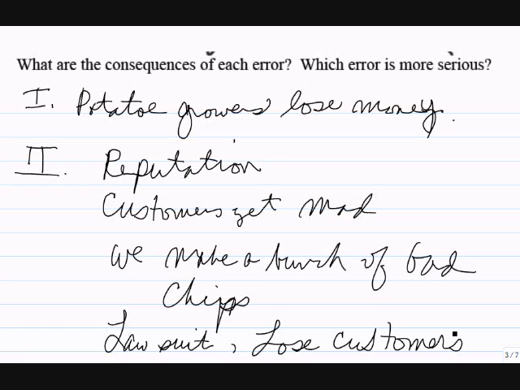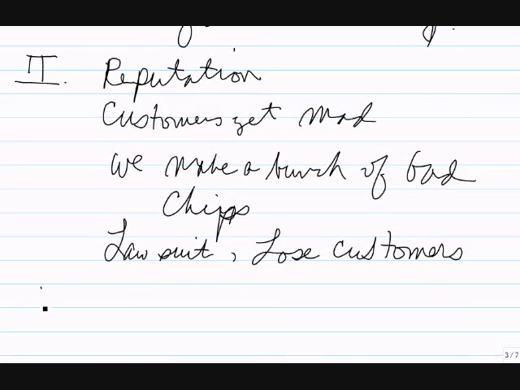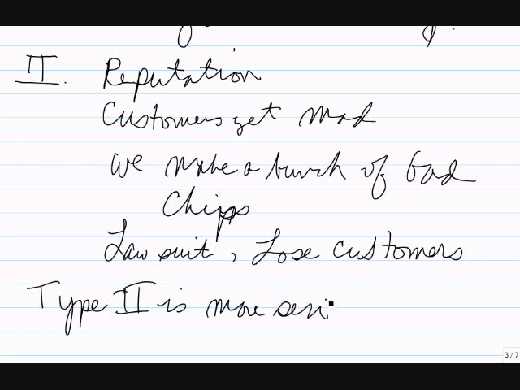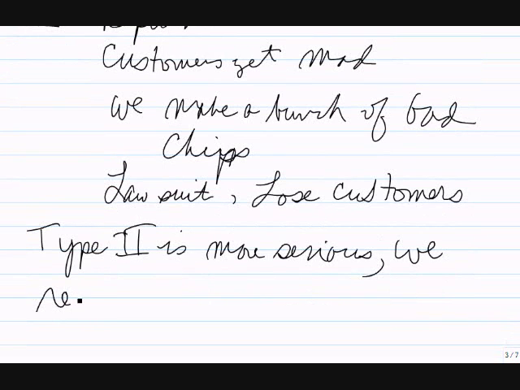Okay. I think we're starting to see, in this case, which would be the worst error. Type 2 is going to be the more serious error. So since type 2 is the more serious error, then we try to reduce the probability of the type 2 error. And we'll talk about that tomorrow.